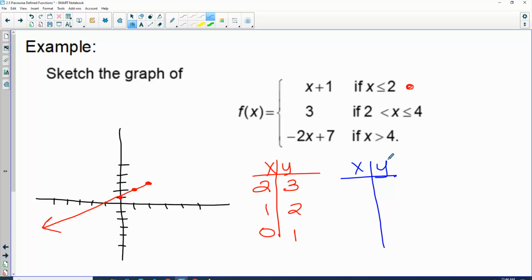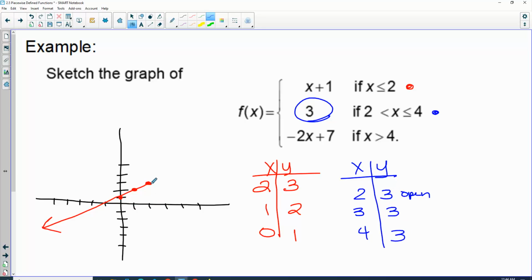Okay, the next one. This has 2 endpoints. So I have to do 2 and 4, and we can do something in between. The 2 did not have an equal to, so it will be open, but the 4 did, so it would be a closed circle. Is this one going to extend either direction? No, we have 2 endpoints. We have a starting and a stopping point. No matter what, on those, I'm getting out 3.